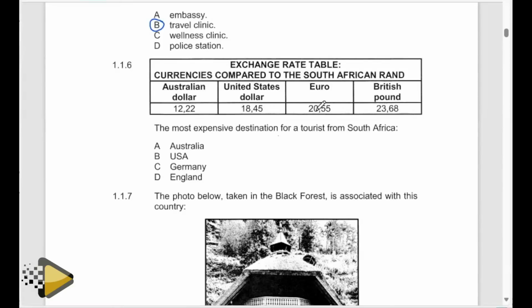Then we have the euro trading at 20 rand 55 against the rand. Then lastly, we have the British pound trading at 23 rand 68. So in this case, the most expensive destination will be the British pound, simply because for 1 British pound, you actually have to pay 23 rand 68. The British pound is associated with England. It is used in a country known as England. So we have to circle letter D as our response.